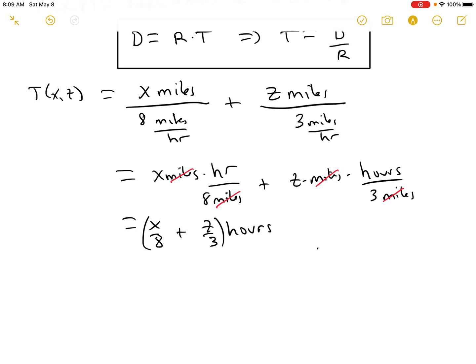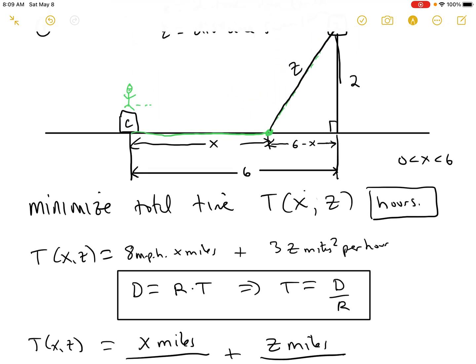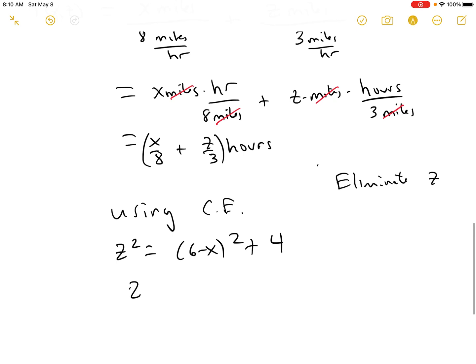The next step in this game is to eliminate z using the constraint equation. And what is that? That comes from this right triangle up here, and we use Pythagoras. So here's the constraint equation: z squared equals (6 minus x) squared plus 4. Solving for z, we get this little bit of ugliness, but there it is.